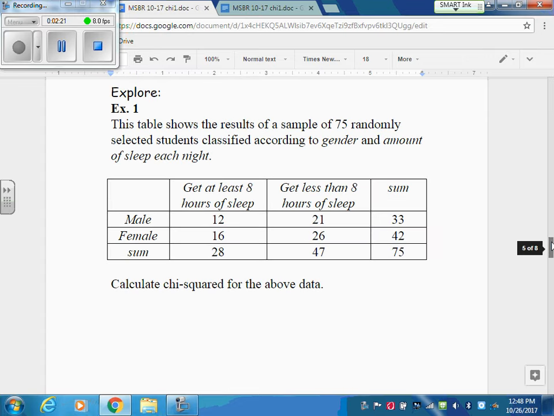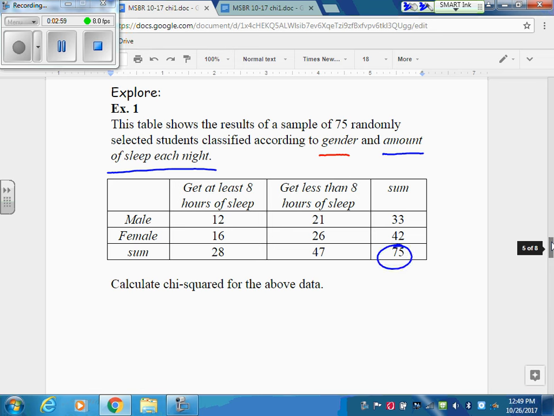So here is an example problem. We have a table that shows the results of a sample of 75 randomly selected students classified according to gender and amount of sleep each night. So those two things in italics, gender and amount of sleep, are our two variables. And again, they're variables because depending on who you ask, they may have a different gender and they might have different numbers of sleep that they get each night. And so we can see that there were 75 total people participating in this.